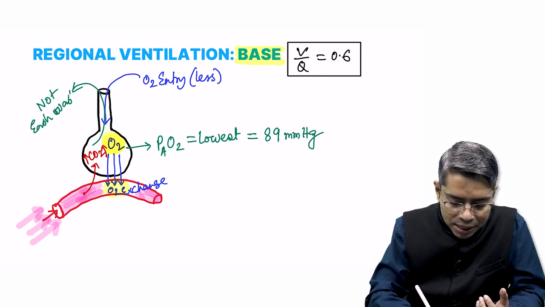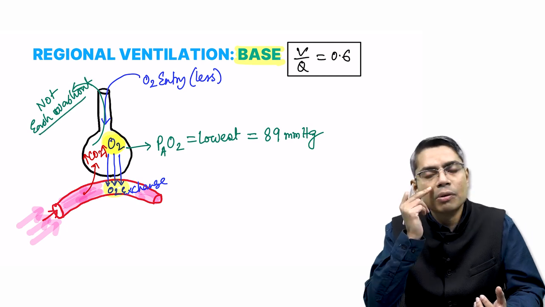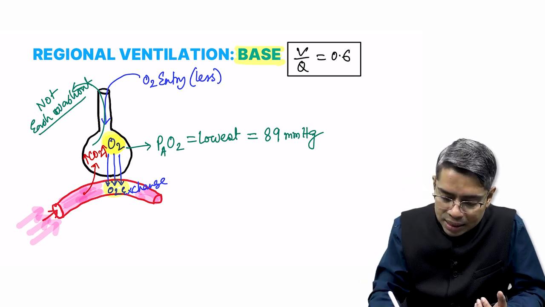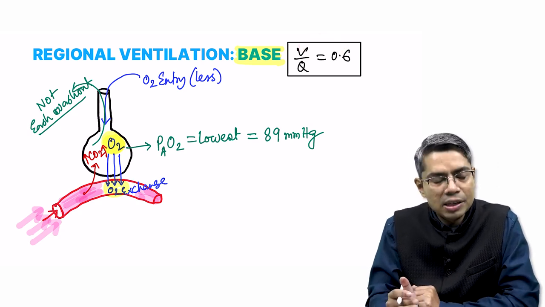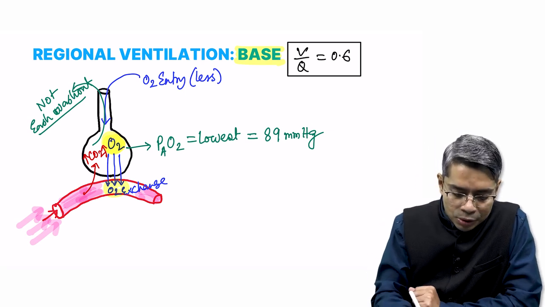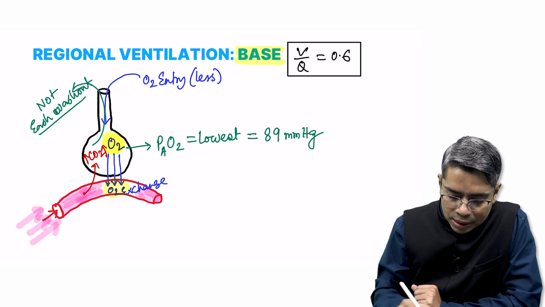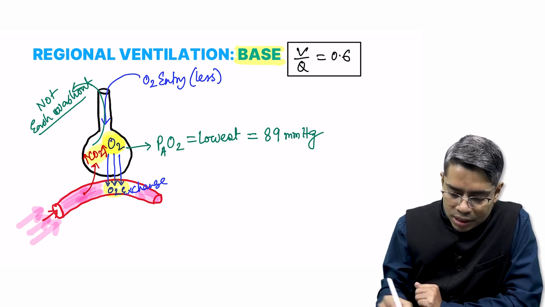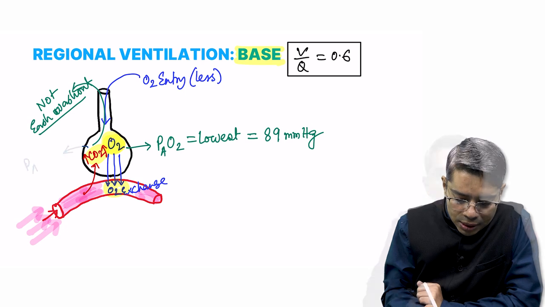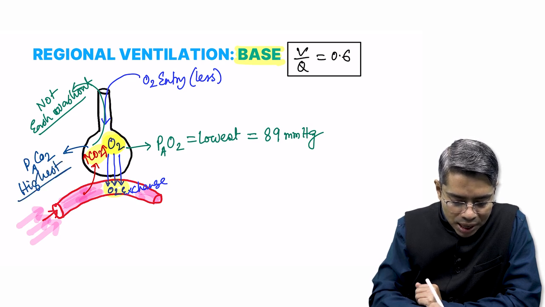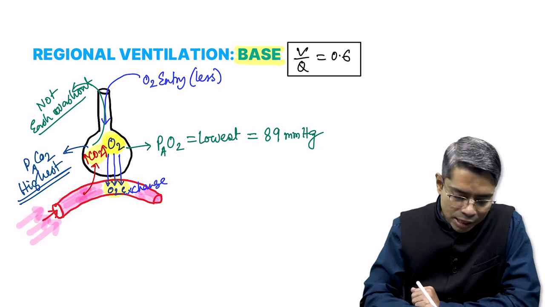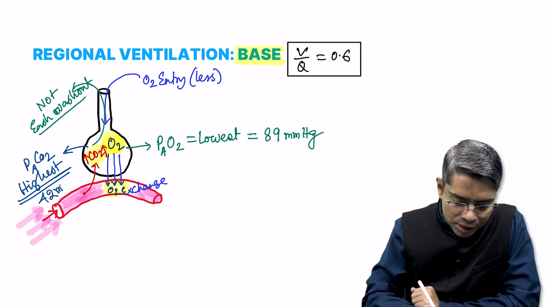Okay, why is there no easy washout? Because the ventilation is lesser in comparison to perfusion. So if the carbon dioxide is not easily washing out from the alveoli, what happens to the partial pressure of carbon dioxide in this alveoli? The partial pressure of carbon dioxide in this alveoli will be very high. Not only high, it will be highest. And how much will that be? That will be 42 millimeter of mercury.